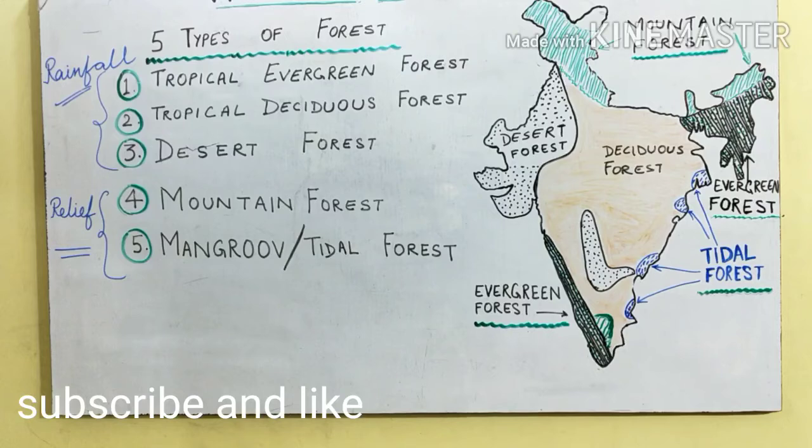Next, we move on to the last category of forest, tidal forest. They grow in the deltaic regions where the land is swampy and marshy. You can see the deltas marked in blue circles. They are found in the eastern coast of India.